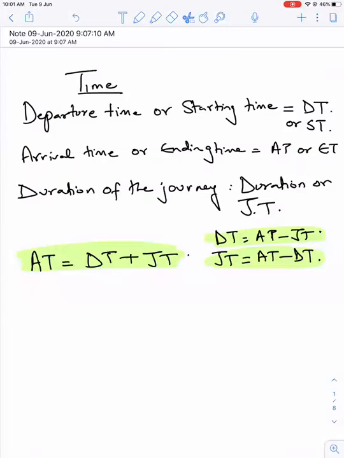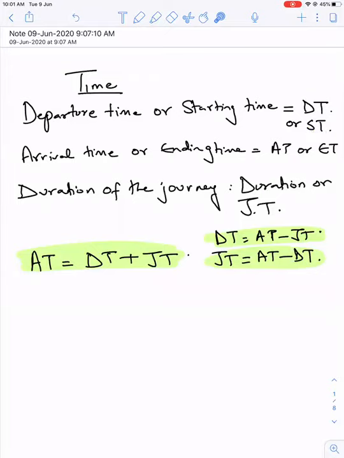Today, this is the second class on the concept of time. Let's discuss what we discussed in the last class. We discussed that there were three terms which we introduced. One was the departure time, which means the starting time of the journey, which will be referred to as DT, or ST sometimes. Generally we're going to refer to it as DT. Sometimes we will refer to it as ST or the starting time also.